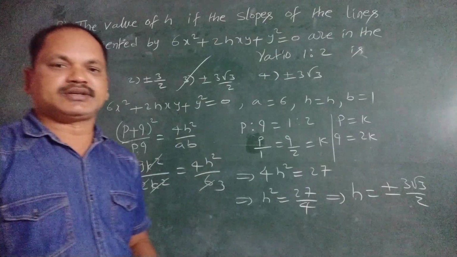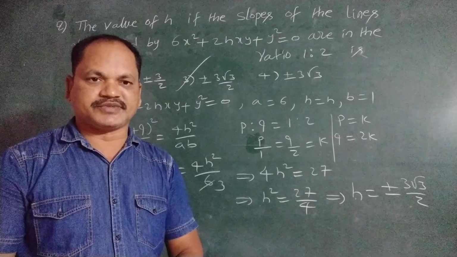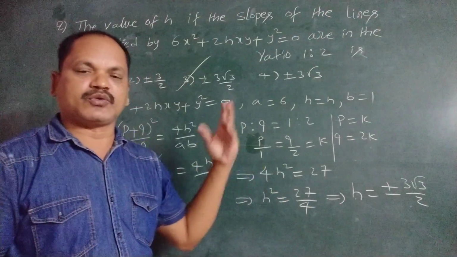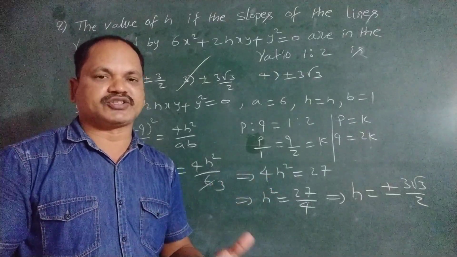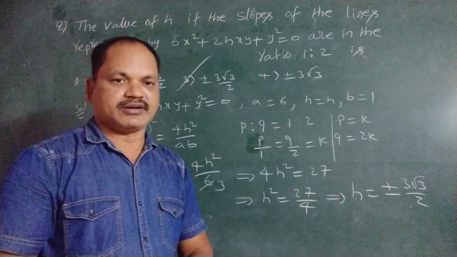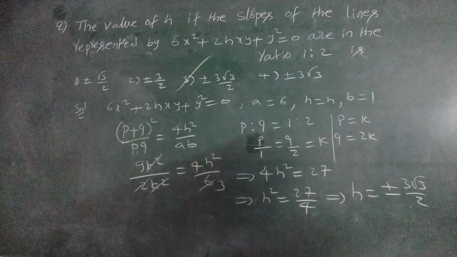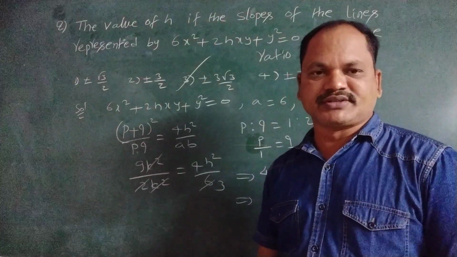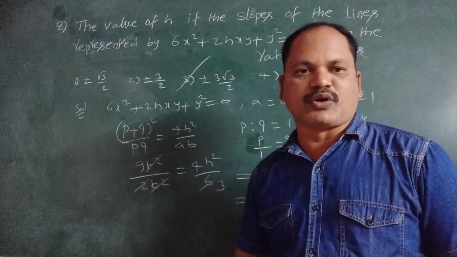That's all. So these are very, very important questions in objective, that means in competitive exams. It depends upon the concept. What is the concept? Slopes ratio p is to q, then (p plus q) whole square by pq is equal to 4h square by ab. Okay, write it fast. Now we are going to one more question on this concept, similar to the previous question.